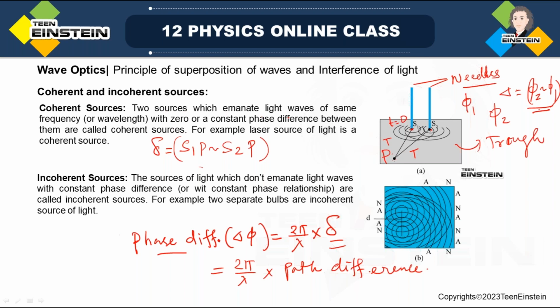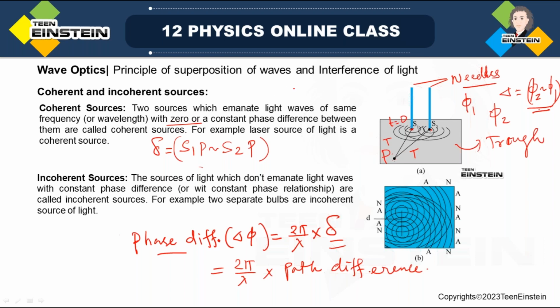Two sources which emanate light waves of the same frequency with zero or a constant phase difference. The phase difference may not be zero, but that phase difference should not change randomly.